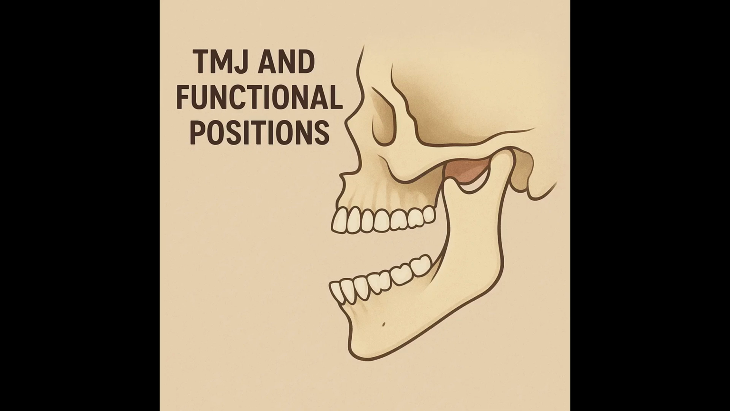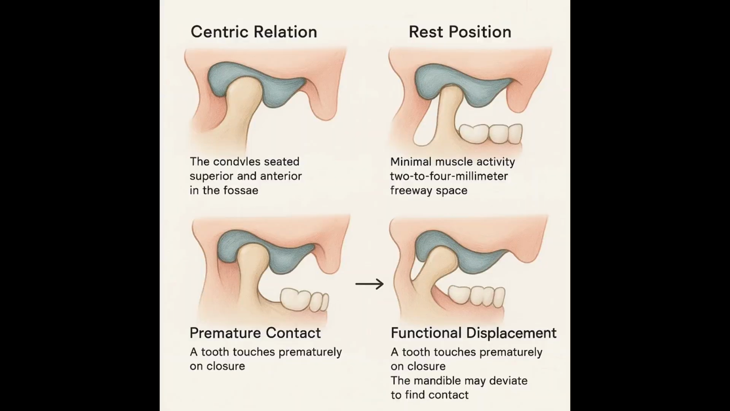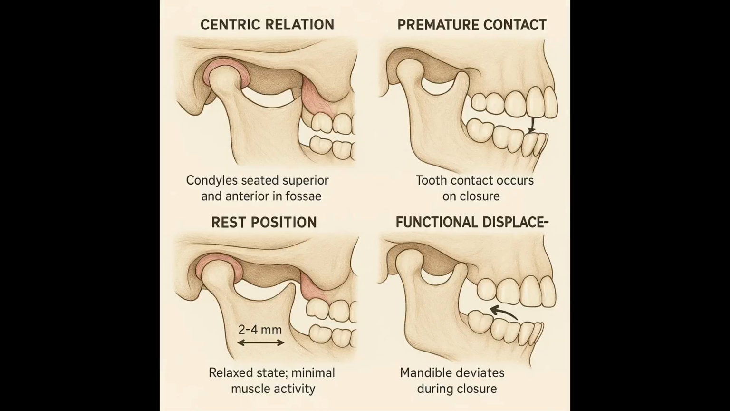TMJ and functional positions. Let's move inside the joint, the temporomandibular system. Centric relation is the joint's purest reference, the condyle seated superior and anterior in the fossae. It's independent of tooth contact, repeatable, and stable. Rest position is the relaxed state. Minimal muscle activity with a 2 to 4 millimeter freeway space.